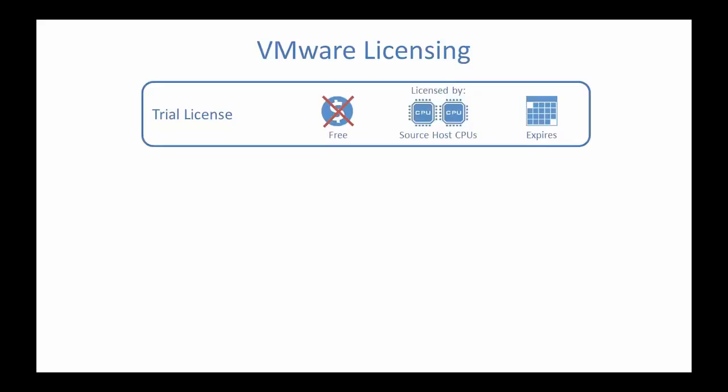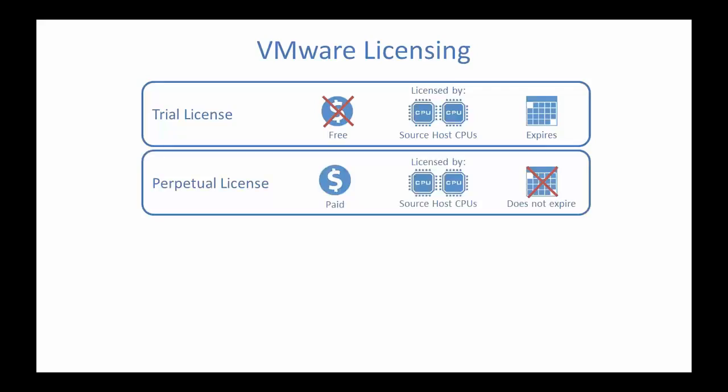Licensing by source host CPU socket means that the physical hosts where your VMs reside, the VMs that you back up, must be licensed. The hosts which are not backed up should not be licensed. We also do not charge and do not require to license the target hosts where you recover the data, or the DR site for replication. Licenses for the DR site are not required.